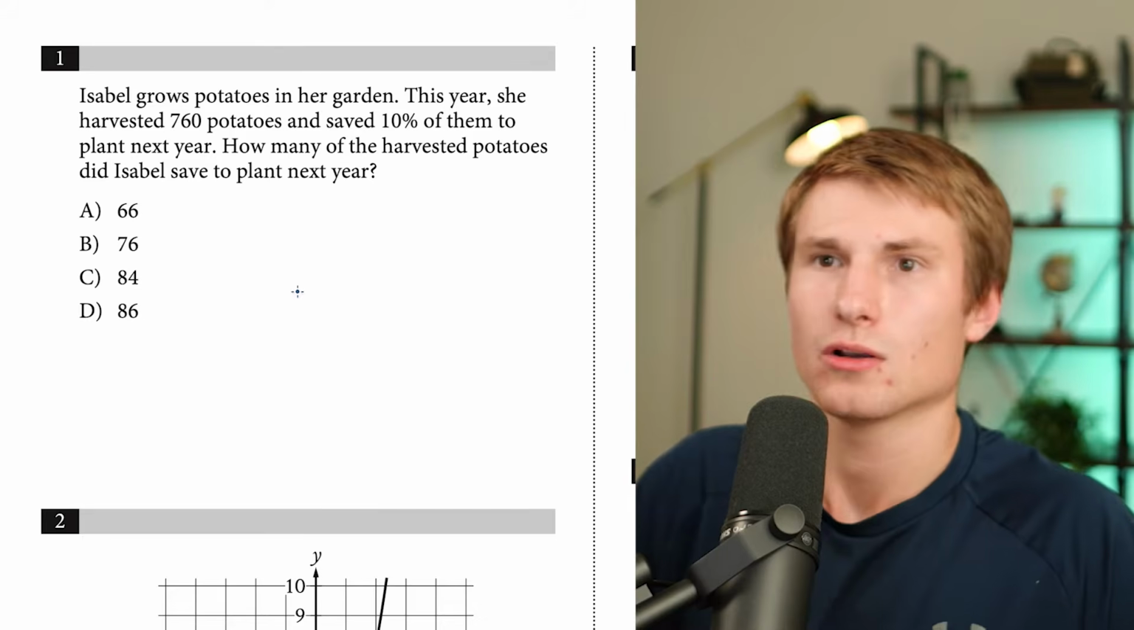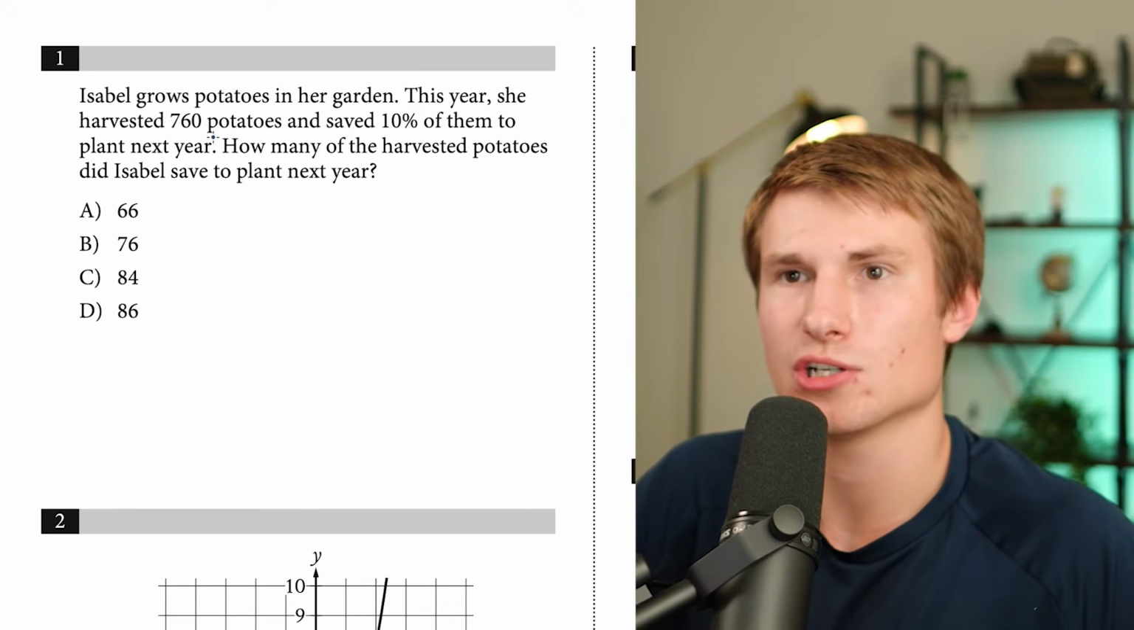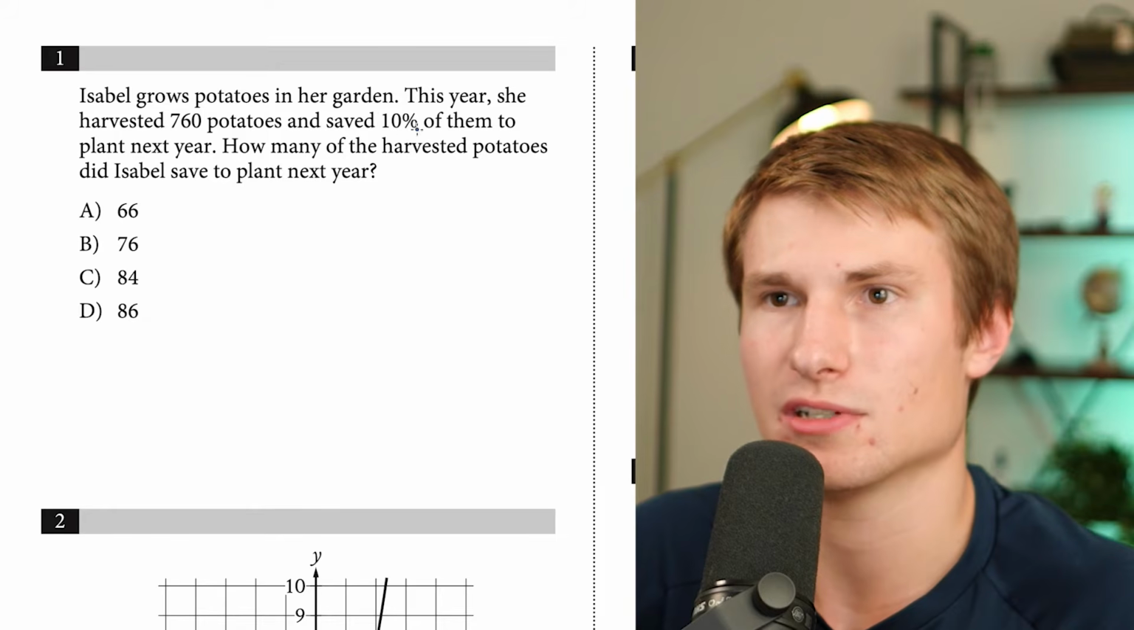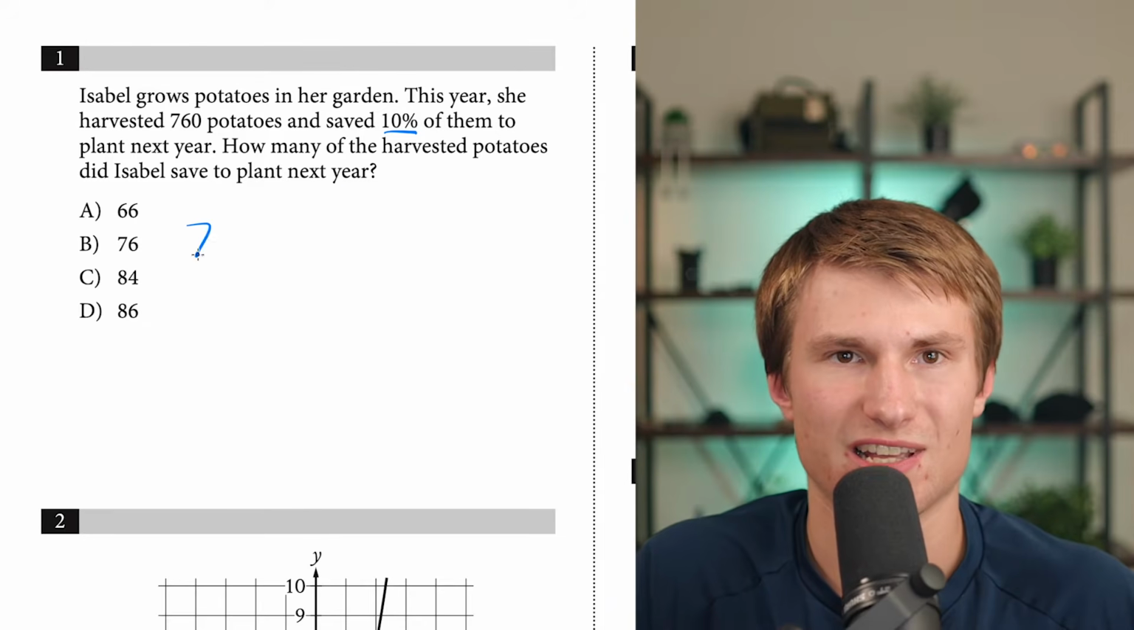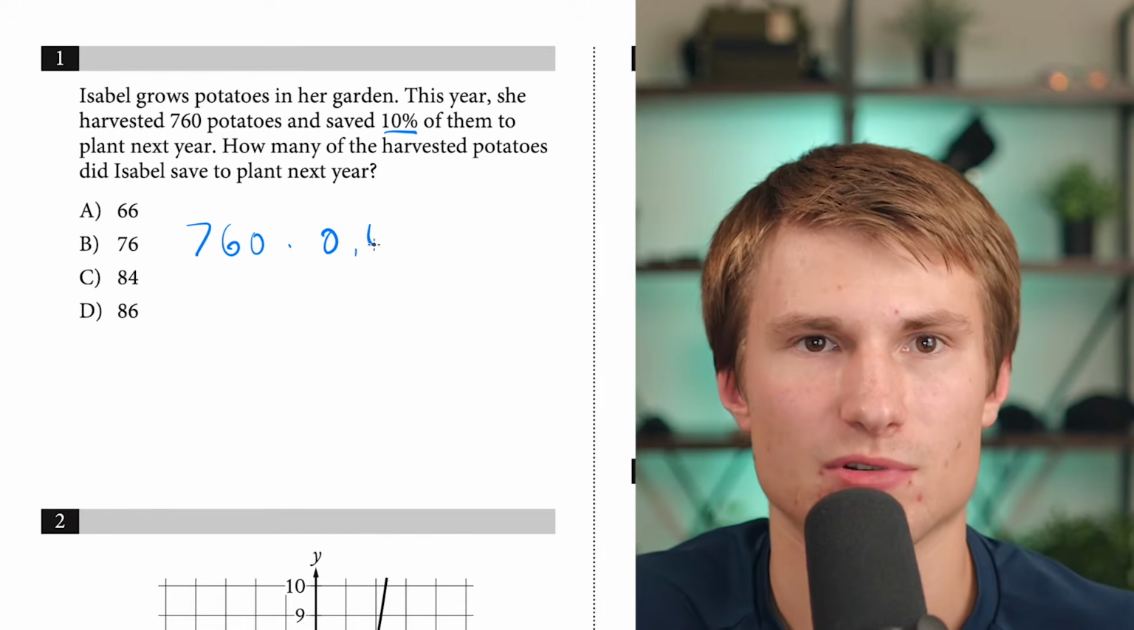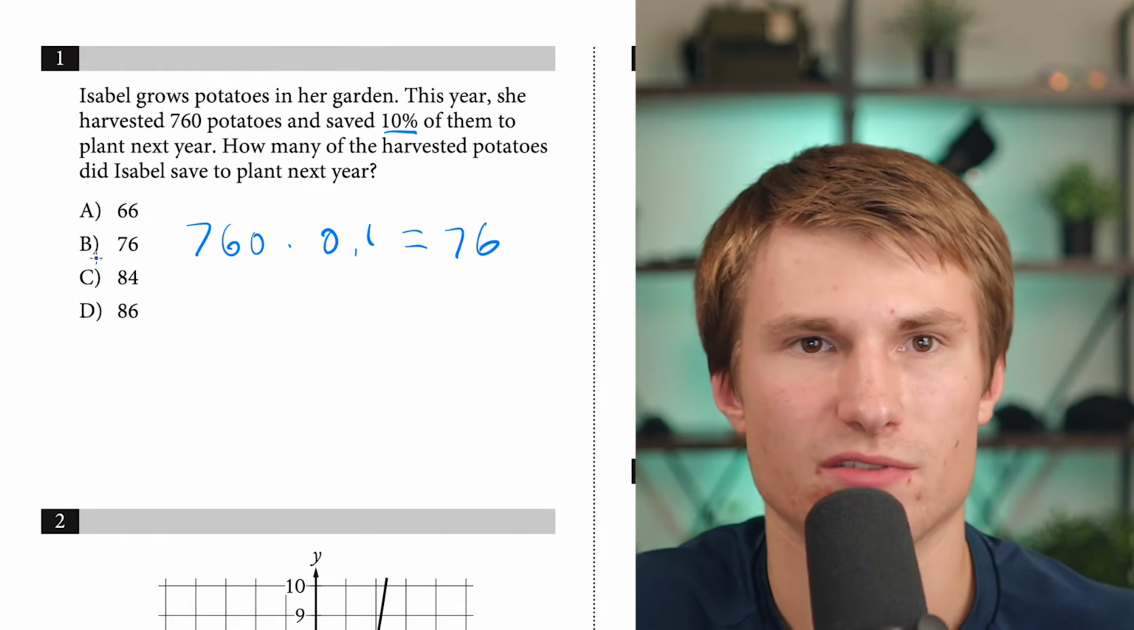Okay. Question 1, Isabel grows potatoes in her garden. This year she harvested 760 potatoes and saved 10% of them to plant next year. How many of the harvest potatoes did Isabel save to plant next year? She has 760. She's saving 10% of them. 760 times 0.1 is 76. So our answer there is B.